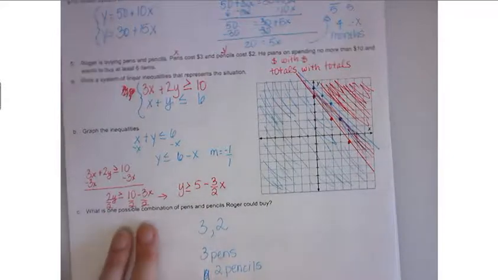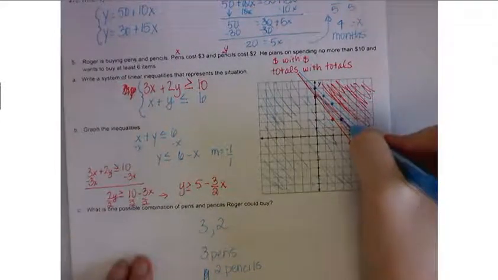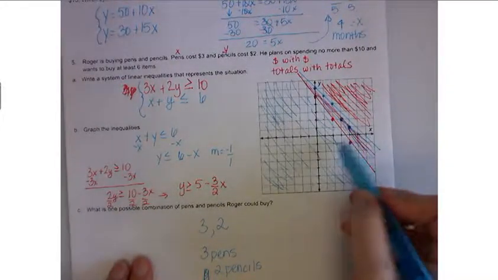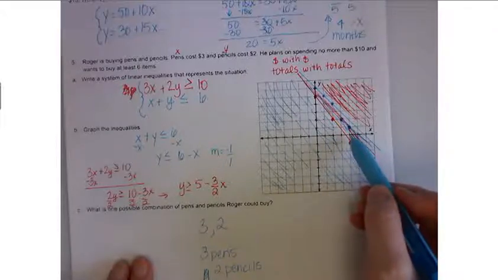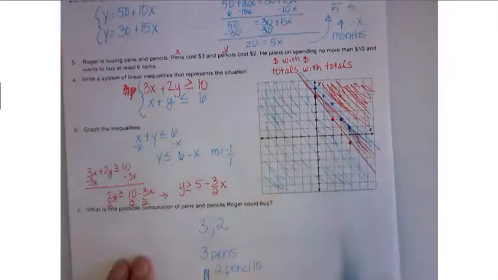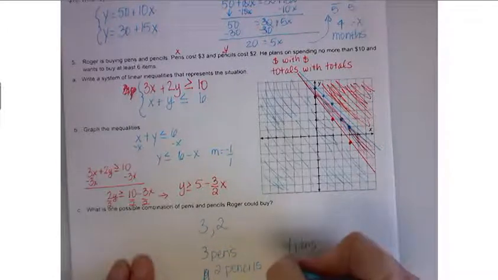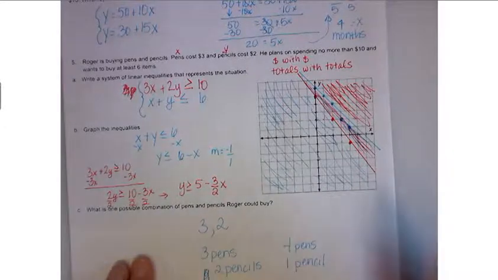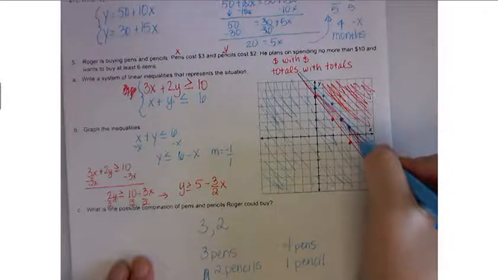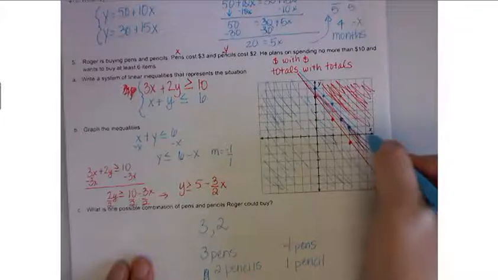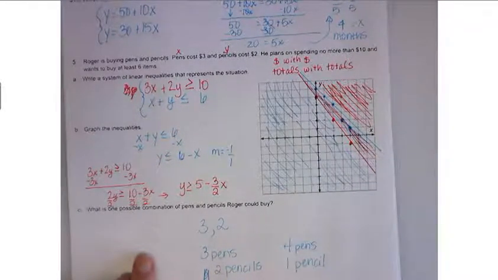And that's an answer. You could have come down to this point right here and said 4 pens and 1 pencil. That would have been right. What you didn't want to do is come down here. You don't want to say 6 pens and -1 pencils. You can't have -1 pencils. That's not a real world, like an adult world answer.